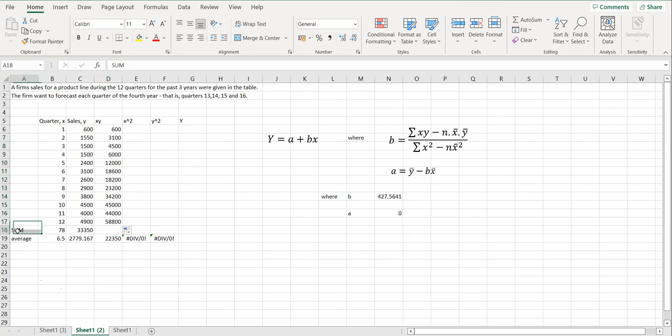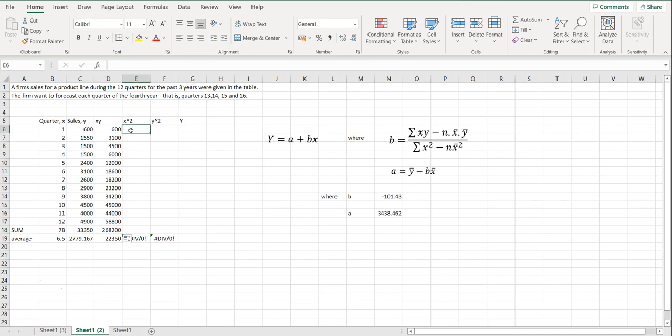Below here we need the summation of each column, whereby the summation of the quarter is from 1 until 12. The formula is just the summation from B6 until B17, and for the sales it is C6 until C17 in this case. You just copy this one to the side also, so you will have the summation of D6 until D17.